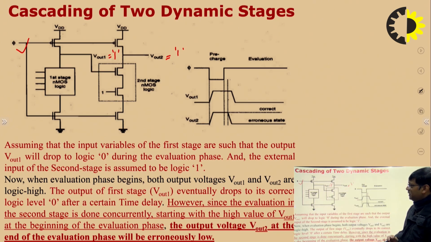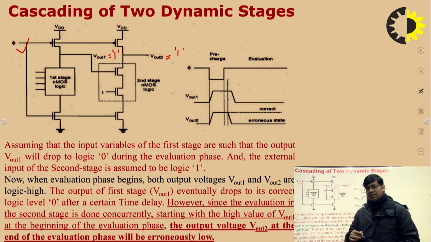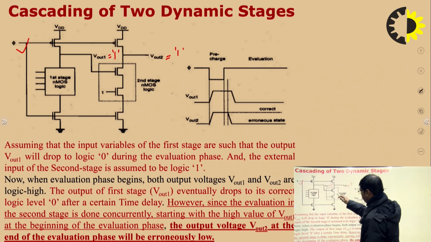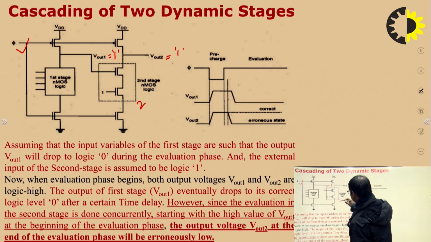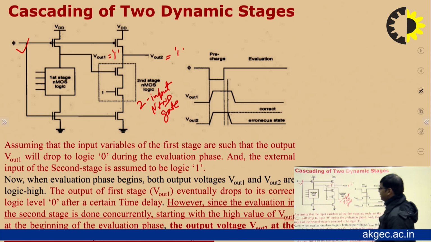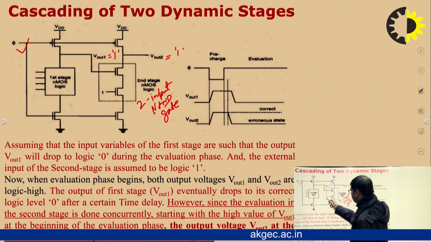And simultaneously, when the clock goes to 1, your PMOS goes off and NMOS goes on. So during the evaluation phase, which is occurring simultaneously for both the stages as shown in the diagram, here we have taken a case that in the second stage there is a 2-input NAND gate circuit where the second input is logic 1.